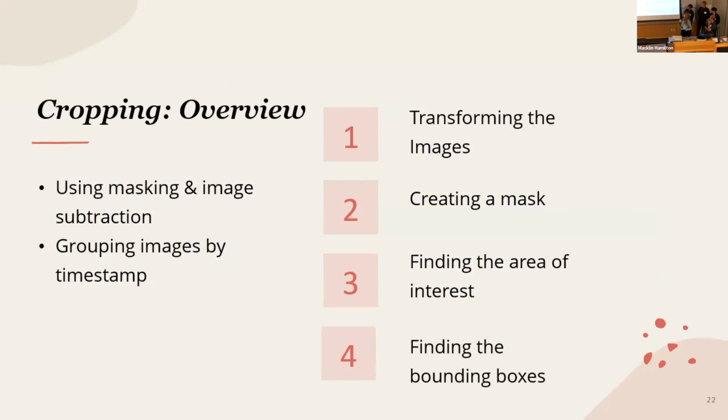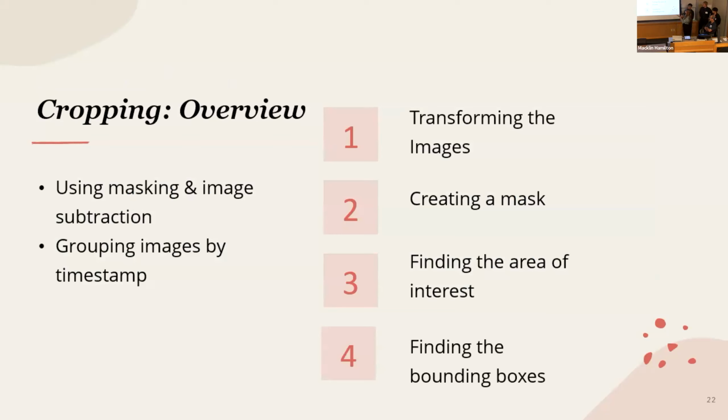So for an overview of the cropping, we used image masking and image subtraction. To do this, we grouped the images by their timestamps so that we would have sequences of images that were taken within a few seconds of each other. So that means it would be the same animal. But there's 4 main steps.